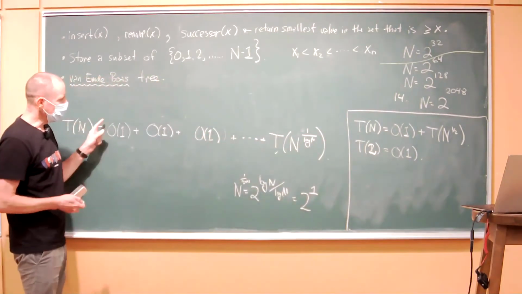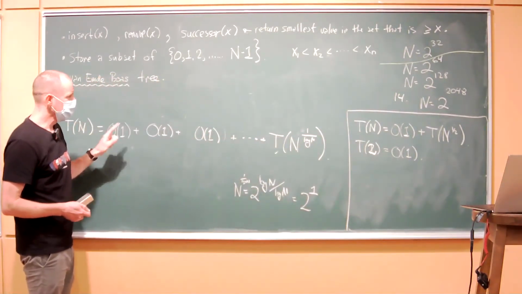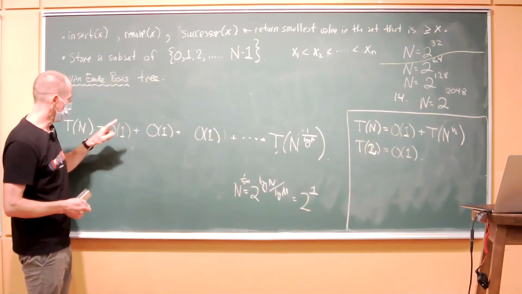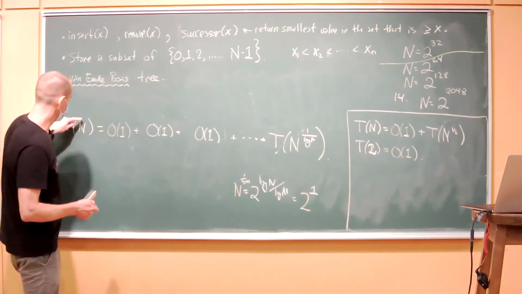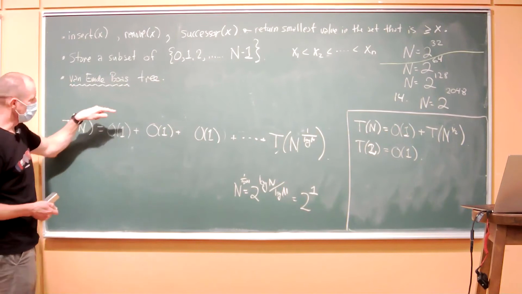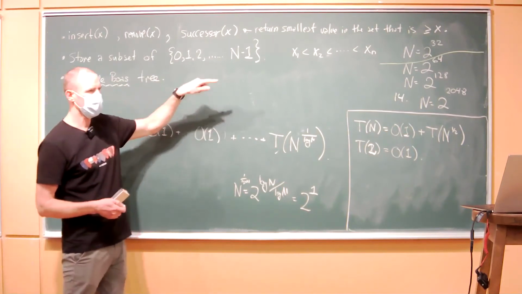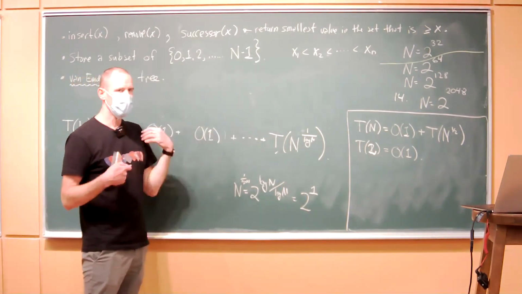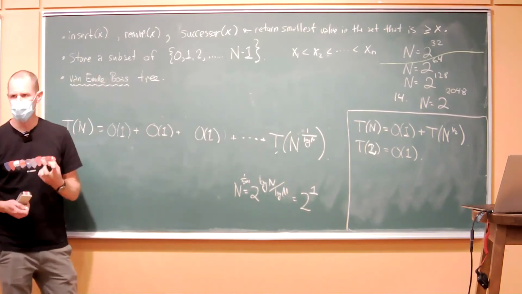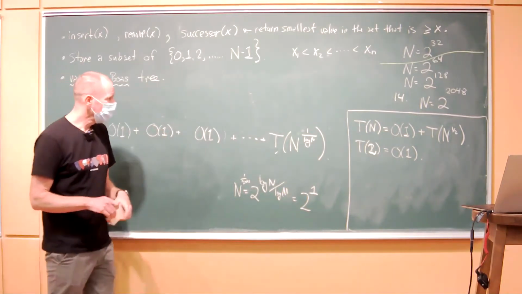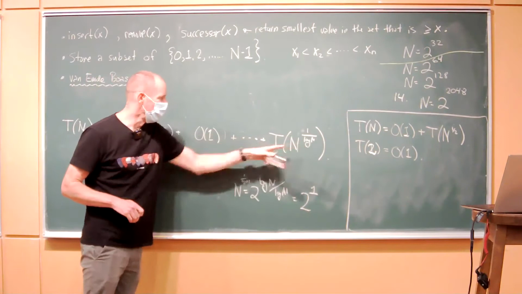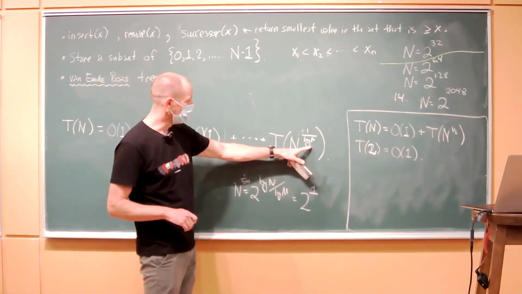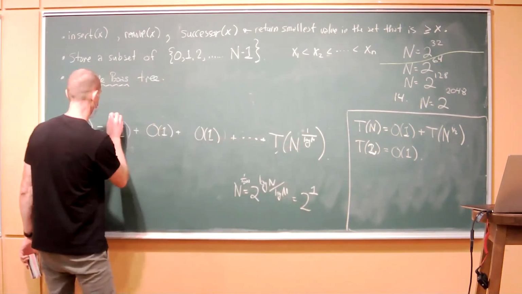But this exponent starts out at 1, and then it goes to 1/2, 1/4, 1/8, 1/16, and so on. So the exponent is decreasing by a factor of 2 each time, which means the number of steps before it gets to 1 over log n is only log log n.